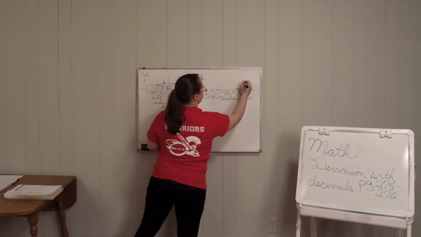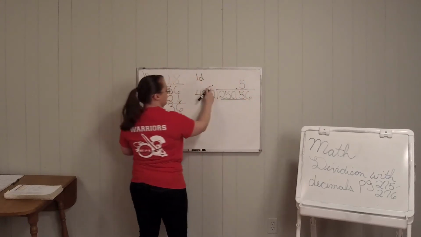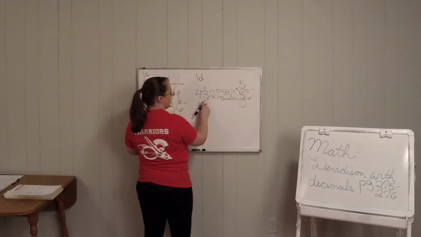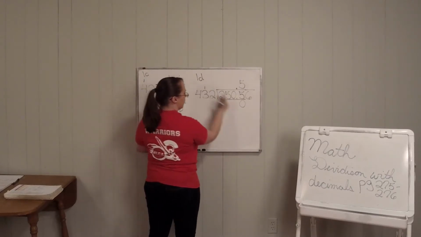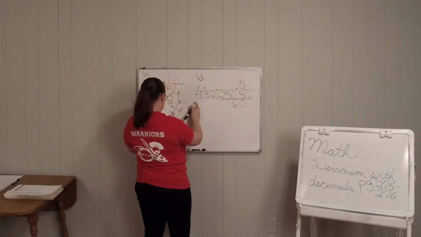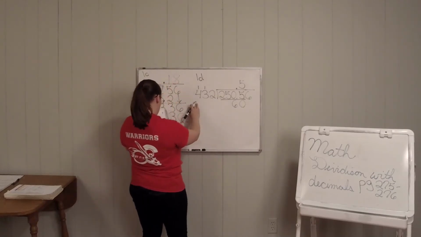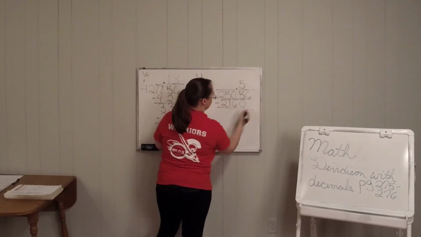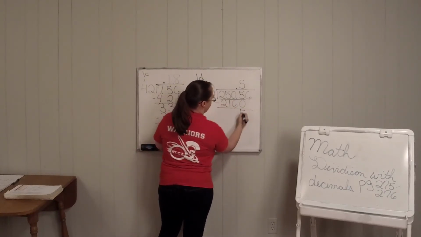Let's do 5. 5 times 2 is 10. 5 times 3 is 15, plus 1 more is 16. 5 times 4 is 20, plus 1 more is 21. 5 minus 0 is 5.